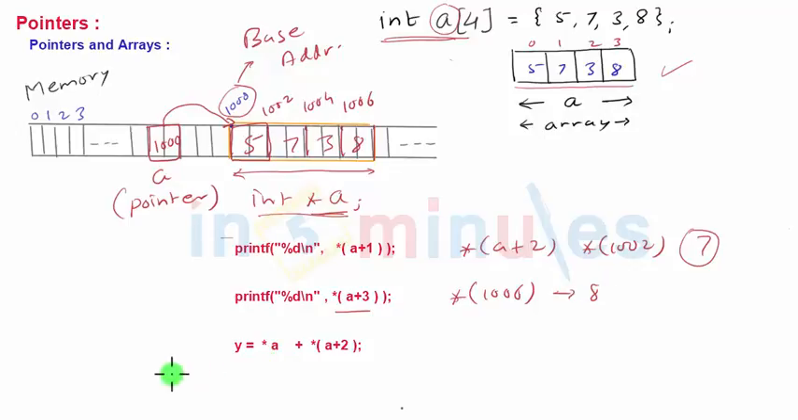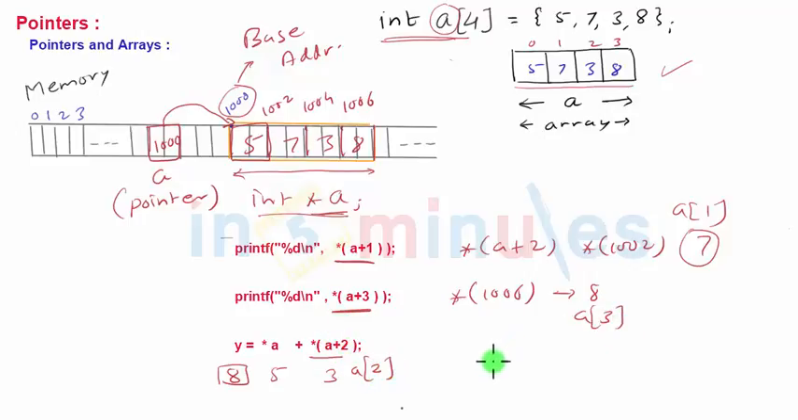In the same way, see the next example: star A plus star A plus 2. Now star A is nothing but the value at 1000, which is 5, and star A plus 2 is nothing but the value at A plus 4, that is 3. So this will be added and put into Y, so Y will get the value 8. Now if you look at these expressions carefully, you can see that star A plus 1 is actually nothing but A1, star A plus 3 is nothing but A3, and star A plus 2 is nothing but A2.